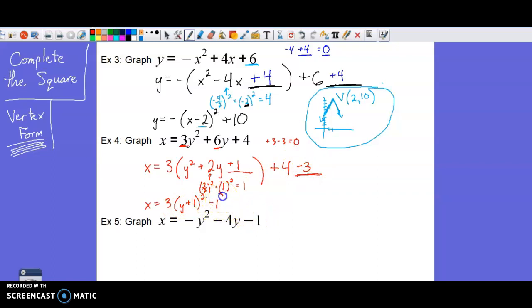Now remember, this is opening to the right. Right or left because it's x equals y squared. To the right because this term is positive.